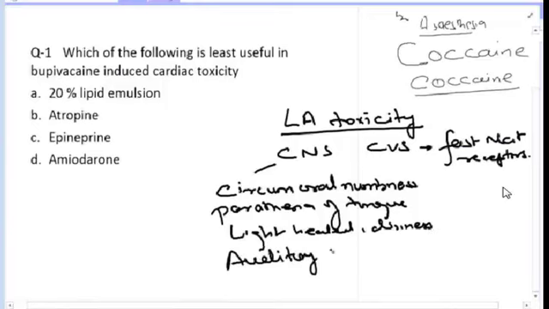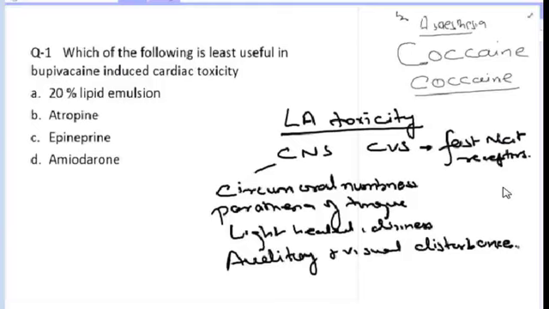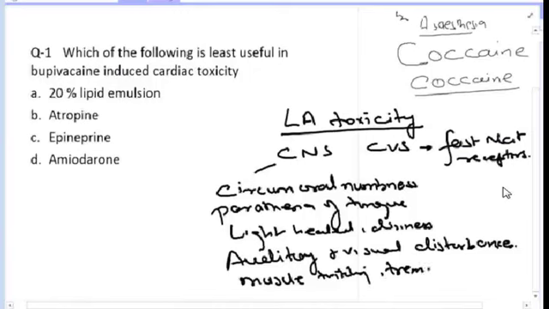For example, the patient will tell you that I have diplopia, or the patient will complain of blurring of vision. So there are auditory and visual disturbances. Patient will complain of tinnitus. This is followed by muscle twitching, tremors and convulsions.